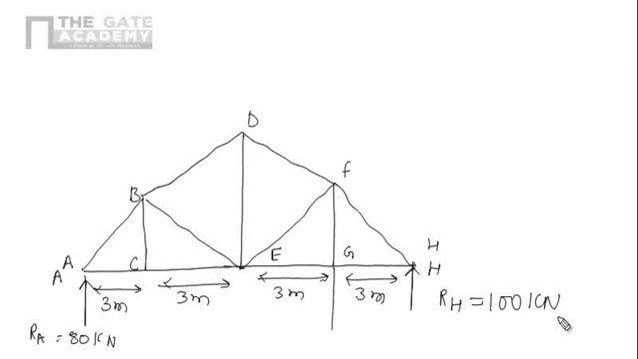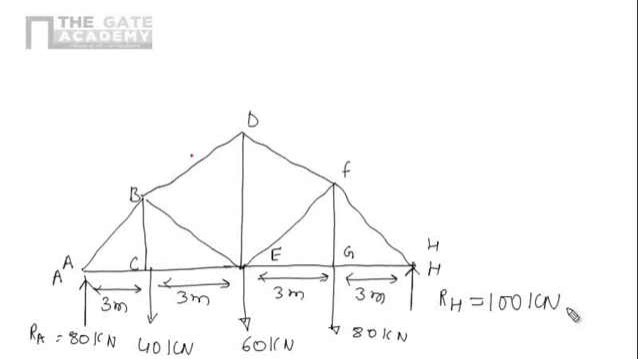And here we are having the force of 50 kilonewton. Here we are having the force of 60 kilonewton. Here we are having the force of 40 kilonewton. So now in method of section, we have to cut the section which will pass through 3 or less than 3 members. So now we are interested in the force BD, force BE, and force CE.